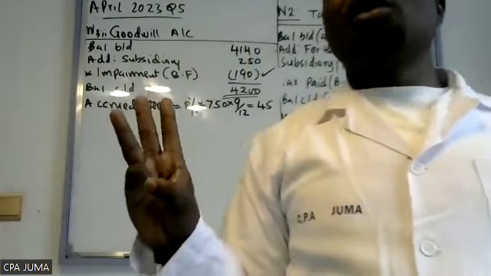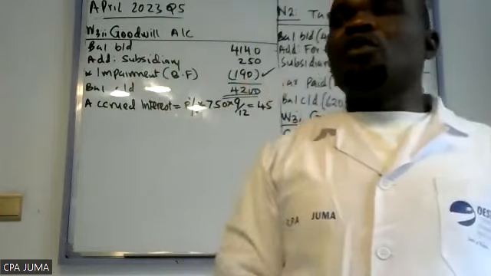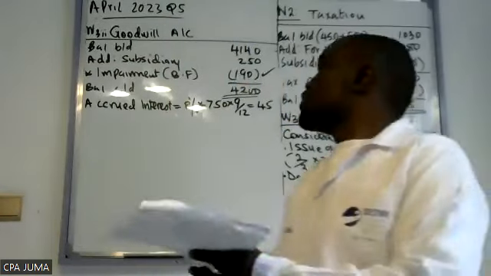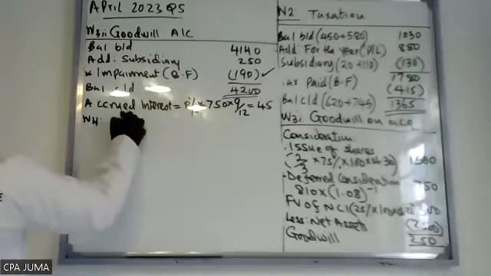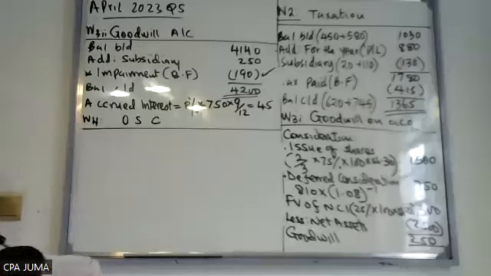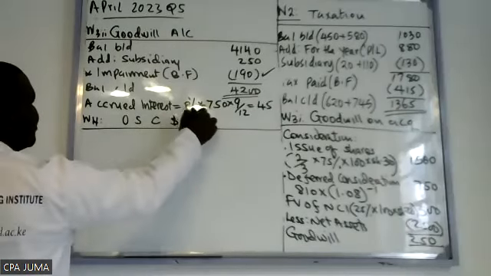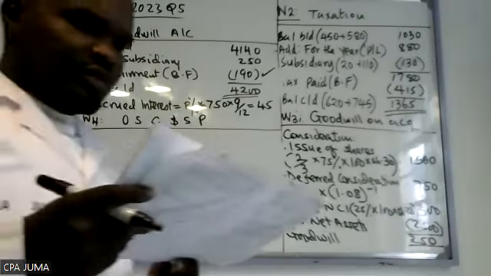Ordinary share capital, retained earnings, NCI. Those 3 workings. So come here and say working 4, ordinary share capital and the share premium. You reconcile those 2 at once.